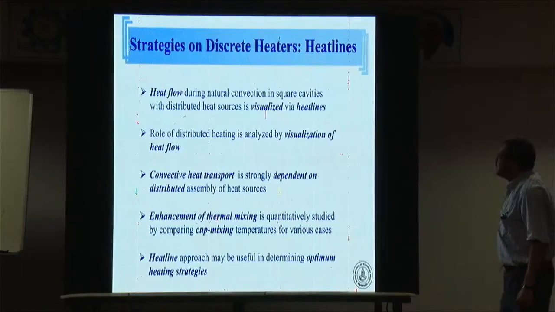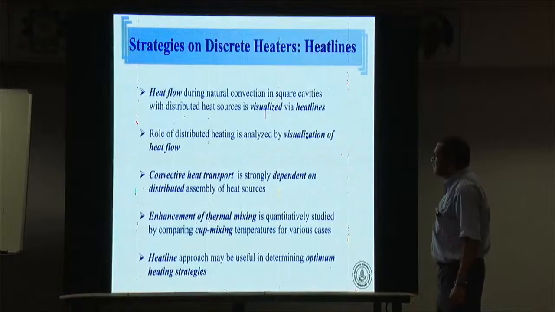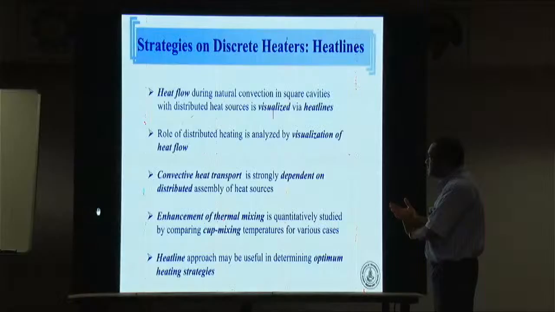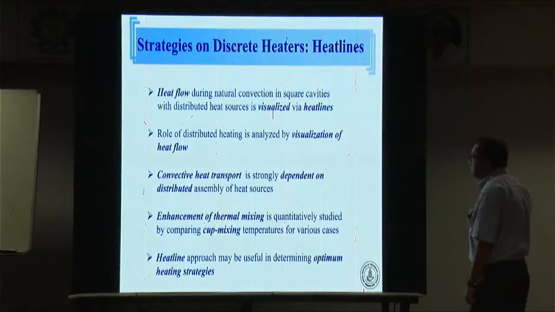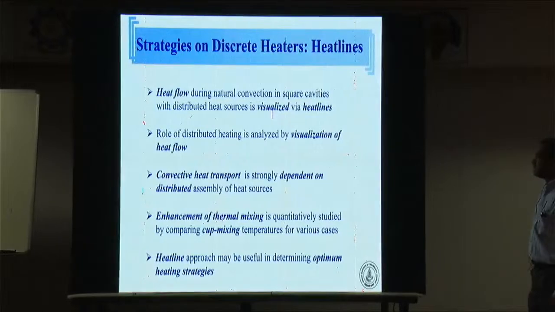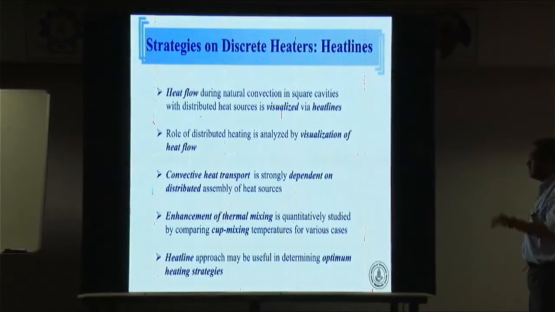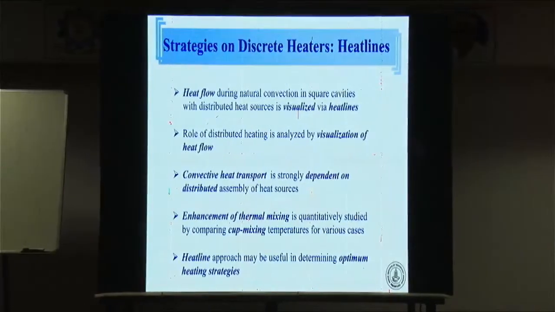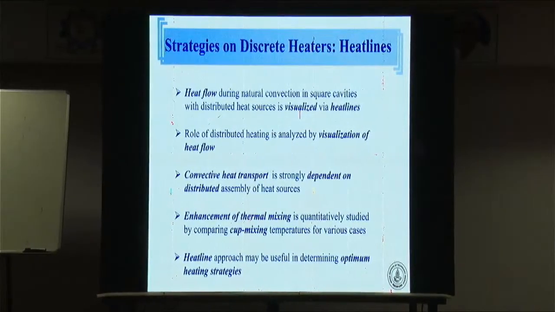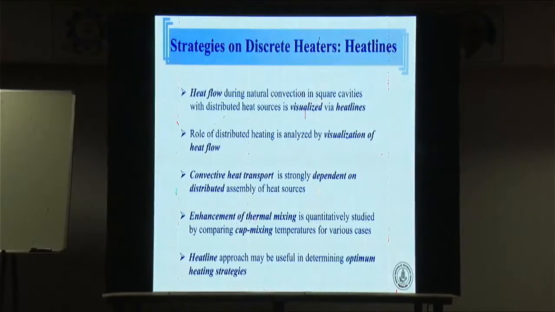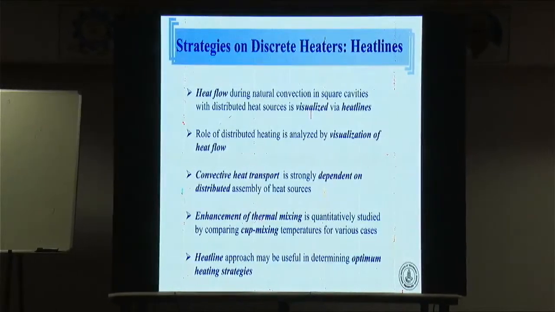So, the strategy on discrete heater heat lines. Heat produced during natural convection in square cavities with distributed heat sources is visualized. Heat lines, the role of distributed heating is analyzed by visualization of heat flow. Convective heat transport is strongly dependent on the distributed assembly of heat sources. Enhancement of thermal mixing is quantitatively studied by comparing cup mixing temperatures for various cases, and the heat line approach may be useful in determining the optimum heating strategies. Next slide please.